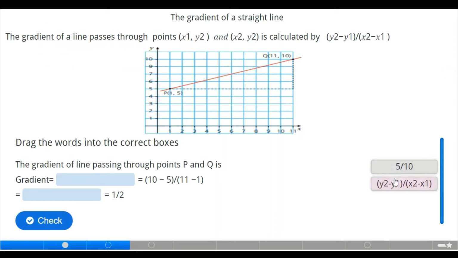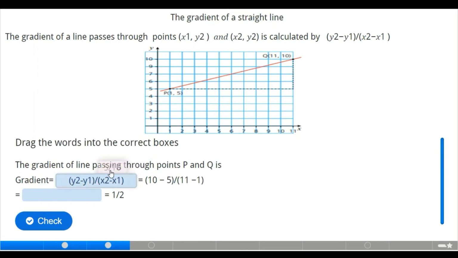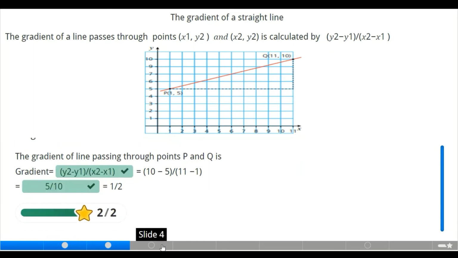So the formula for calculating gradient is y2 minus y1 divided by what? x2 minus x1. Now, 10 minus 5 will give us what? 5, and 11 minus 1 will give us what? 10. So we have 5 over 10, and that gives us the arrangement for that activity.